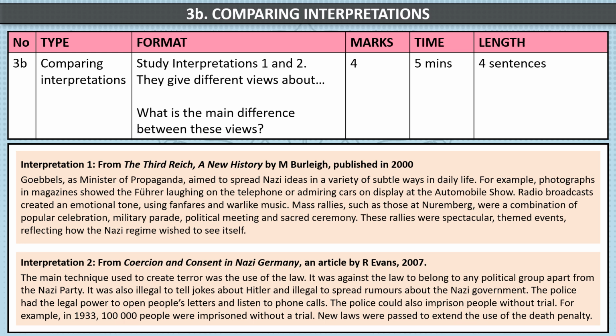The first interpretations question is 3B. Here we need to compare two interpretations. This means explaining what the main difference between them is. As you can see, this is a short answer worth just 4 marks, so we want no more than 4 sentences. Here are 2 interpretations we're going to use to demonstrate this. You should pause the video and read these carefully before going any further.